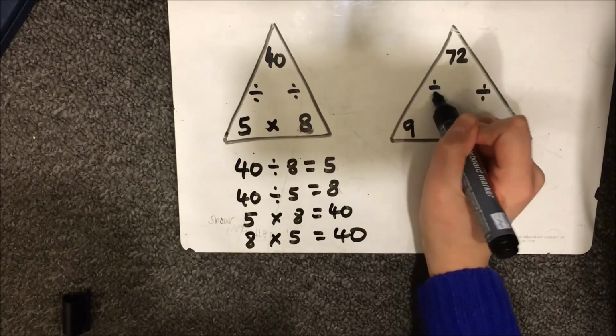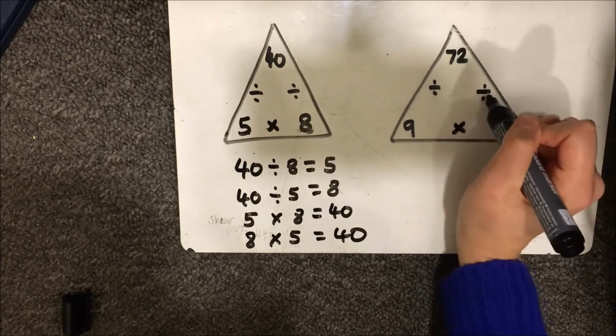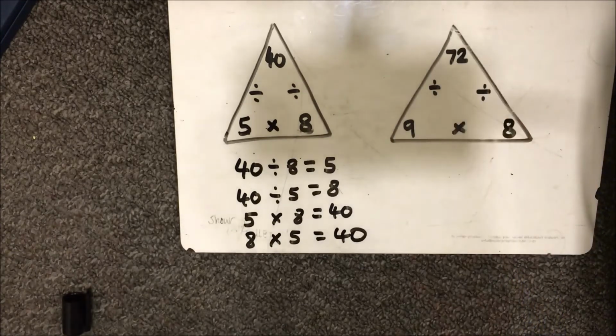Divide here. Remember, we always do our biggest number and then divide by these ones. Write your 4 number sentences. Have another go. Pause the video. Have a try. Ready to go through it together?